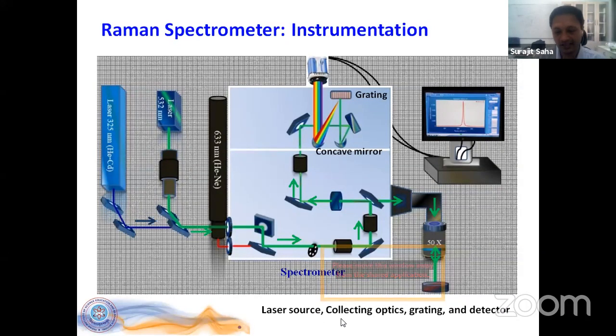So this is typical of a spectrometer. The main ingredients of a Raman spectrometer are the laser source, which is a monochromatic laser source, then a set of collection optics, then a very vital component, the grating, and another vital component, the detector.